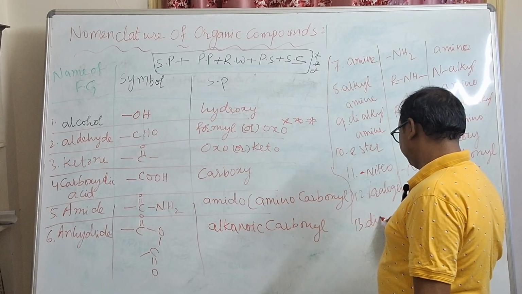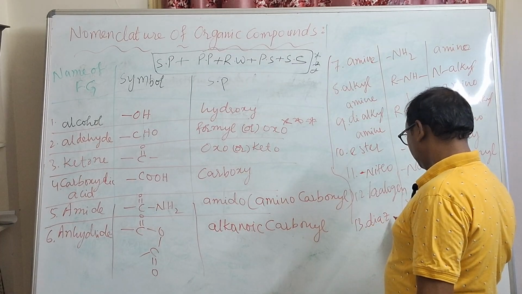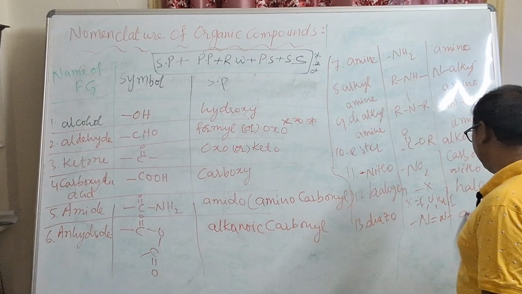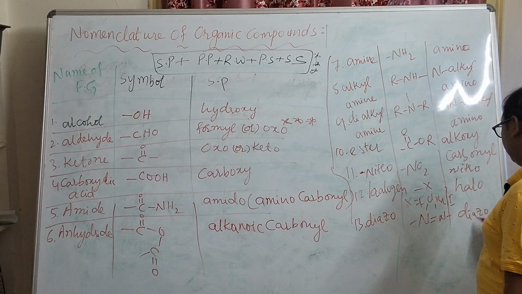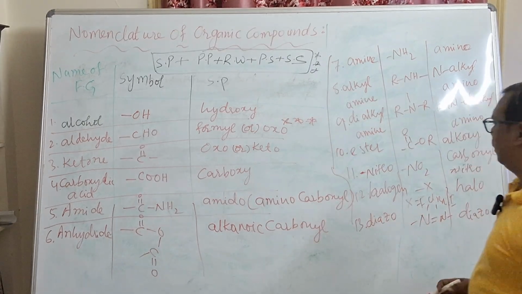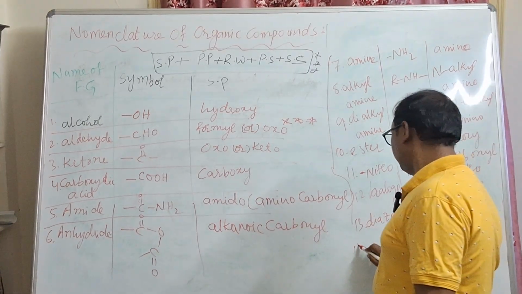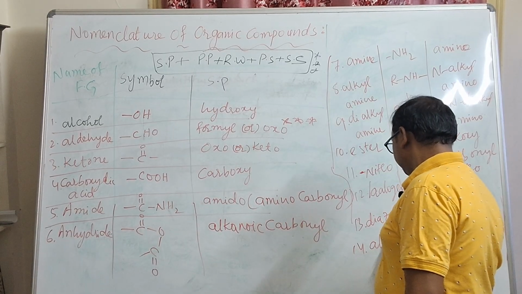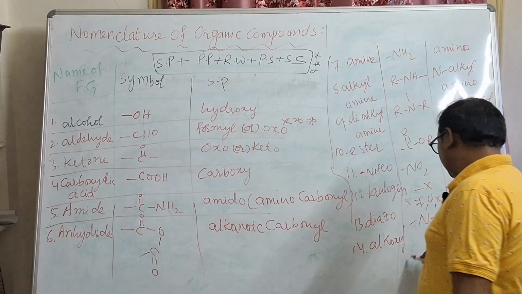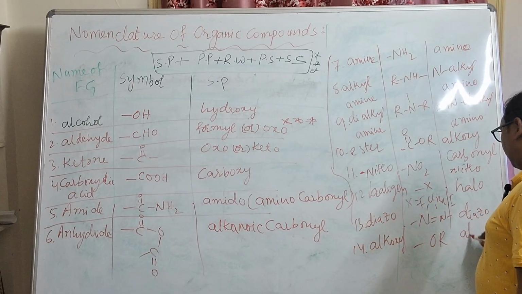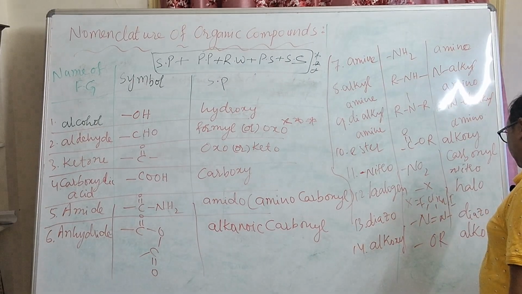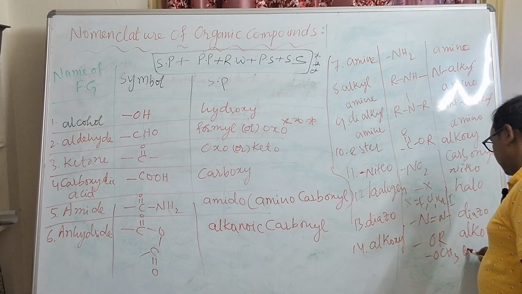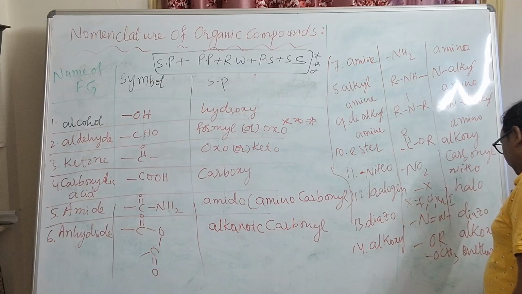Diazo compounds. Diazo means N double bond N. Diazo, same. Then alkoxy, OR, ether, 14. Alkoxy, OR. Alkoxy, we call it methoxy, ethoxy, OCH3. For example, methoxy. The name is methoxy. You can say that.